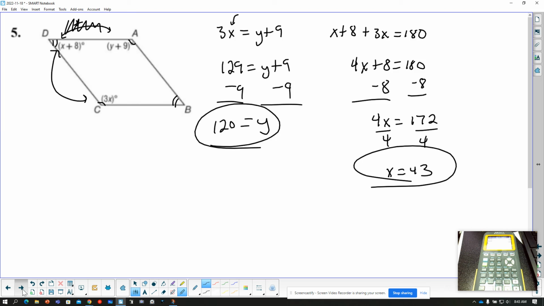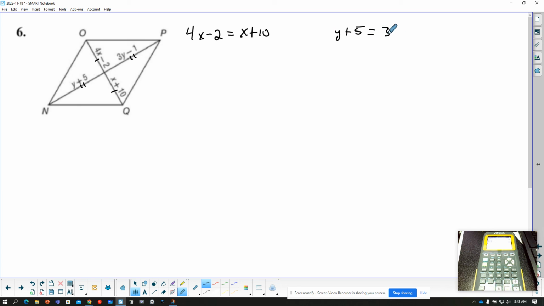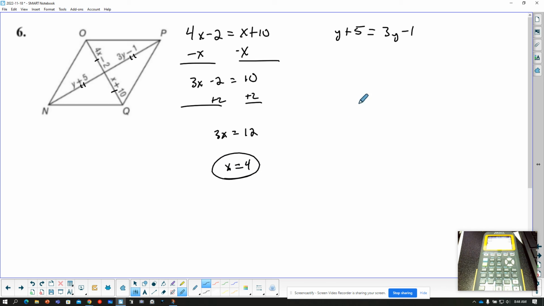All right, last question, number 6. Diagonals bisect each other, which means this one equals this one equals this one. So we get 4x minus 2 equals x plus 10. We also get y plus 5 equals 3y minus 1. So let's solve this one here first. I would subtract x first. I get 3x minus 2 equals 10. Add 2 to both sides, and I get 3x equals 12. Divide by 3, x is 4.